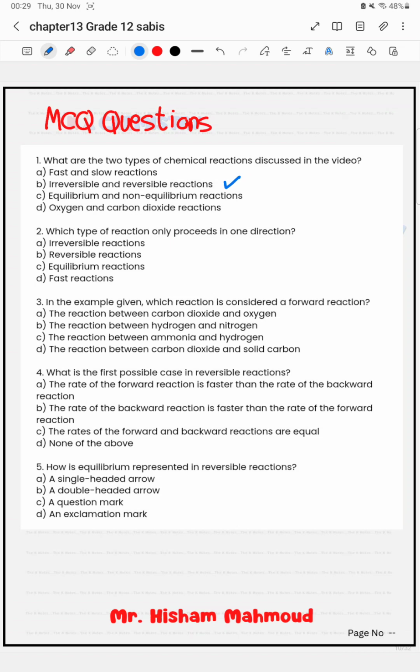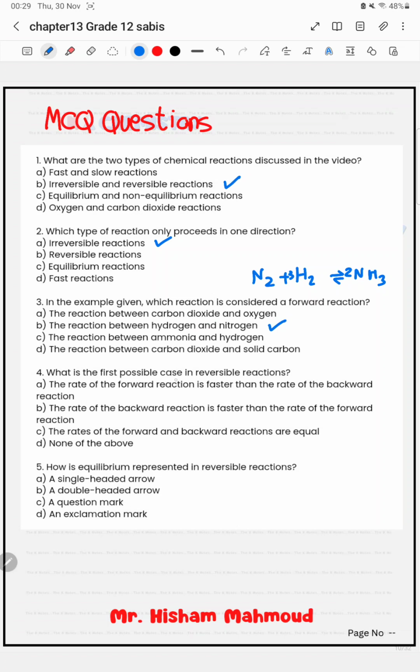Which type of reactions only proceeds in one direction? The irreversible ones. In the example given, he's talking about the example between nitrogen and hydrogen. No, about carbon and oxygen to form carbon dioxide. Which reaction is considered as forward reaction? No, he's talking about the reaction between N2 and H2 to form NH3. Balance it for sure.